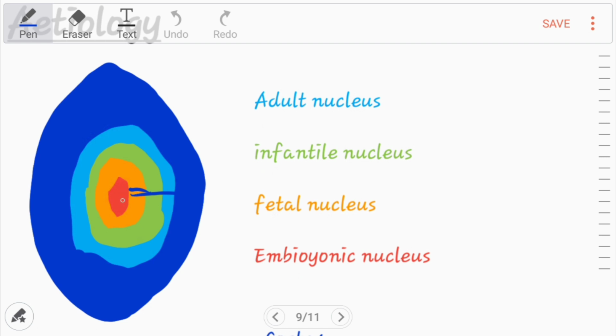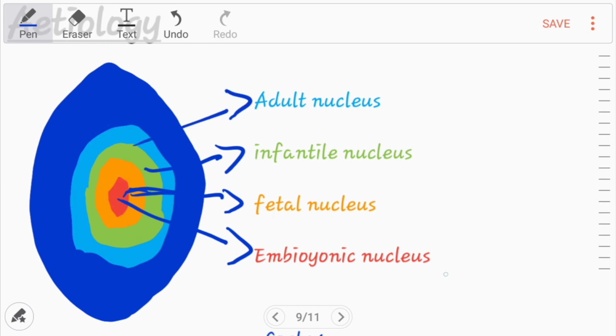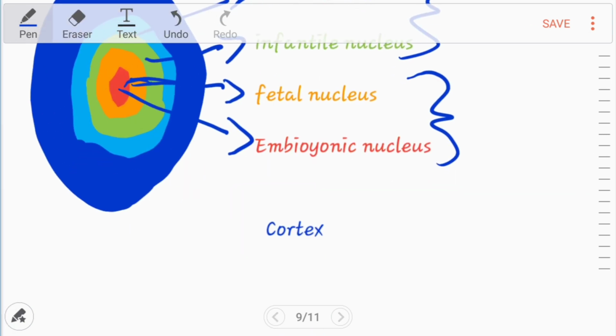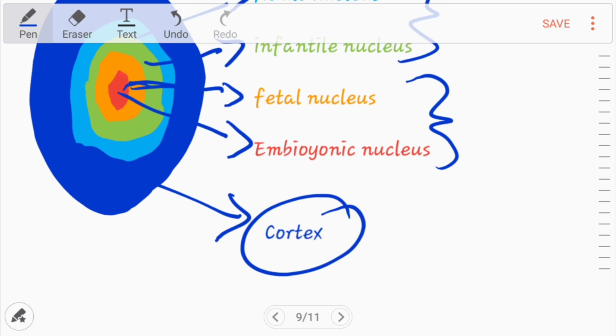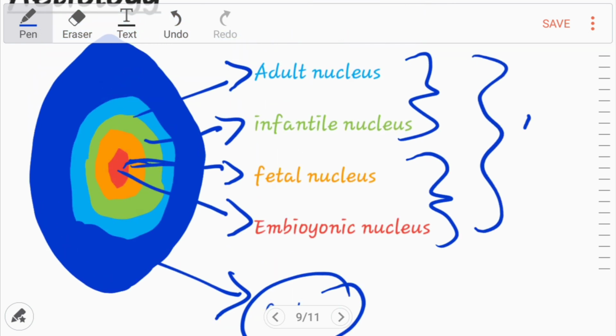The nucleus consists of embryonic, fetal, infantile and adult nucleus. Congenital cataract occurs in the embryonic and fetal nucleus, and developmental cataract occurs in the infantile and adult nucleus. This bluish part is the cortex. Cortex consists of younger fibers and nucleus consists of older fibers.